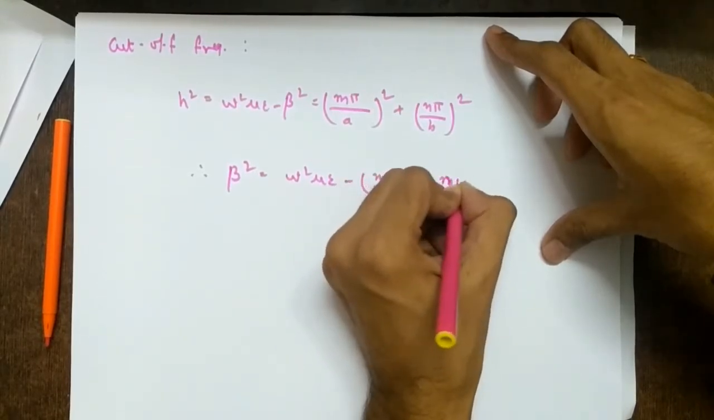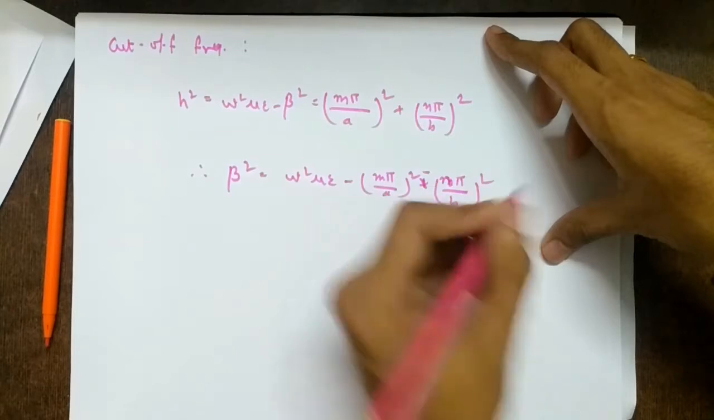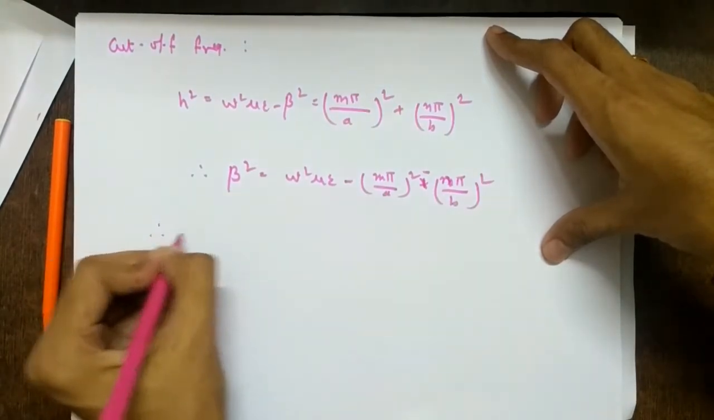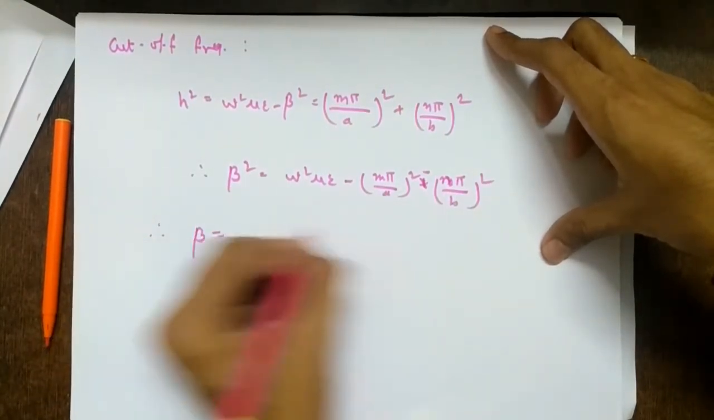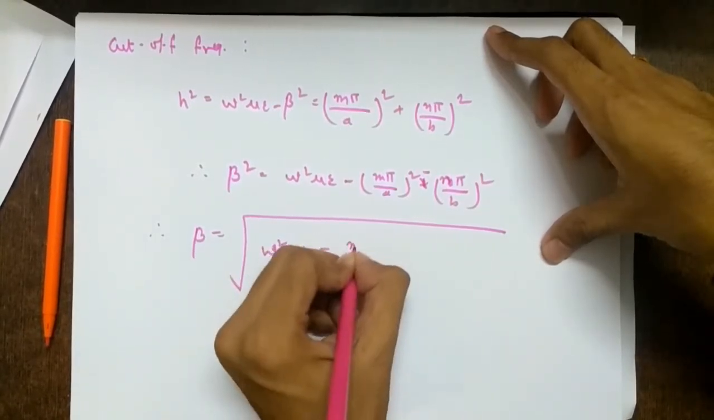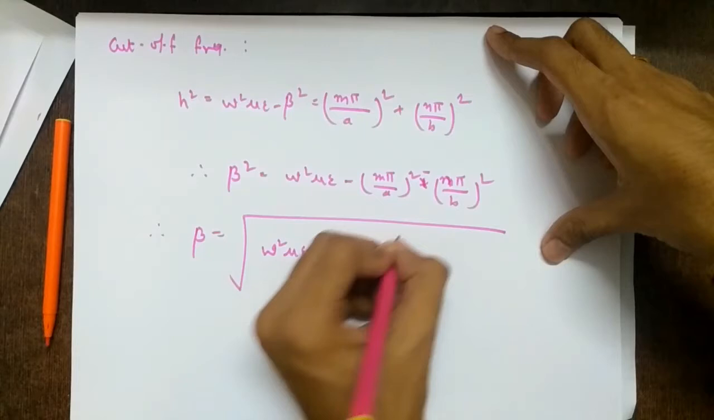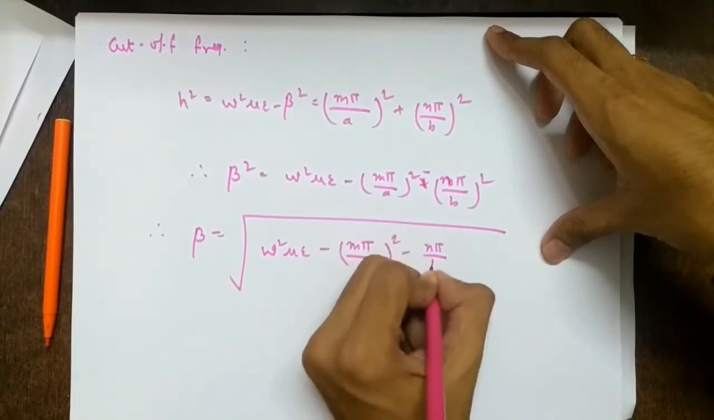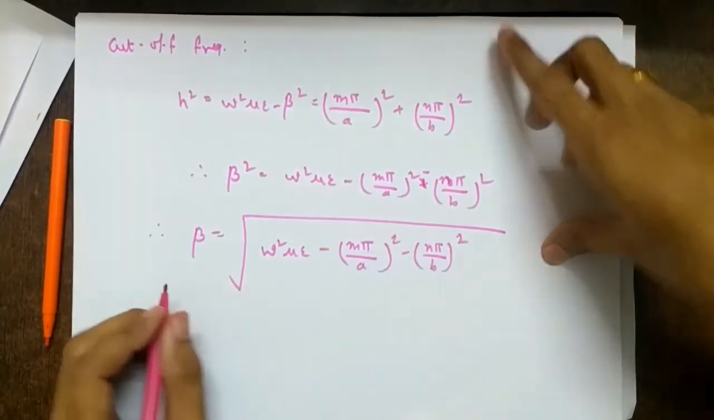This is minus (nπ/b) the whole square, right? So what will be beta? Beta is the square root of ω²με minus (mπ/a) the whole square minus (nπ/b) the whole square, right?